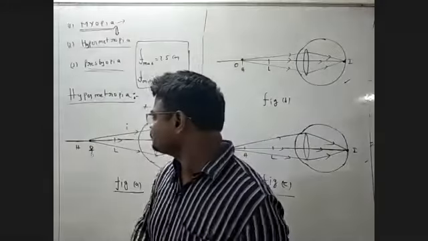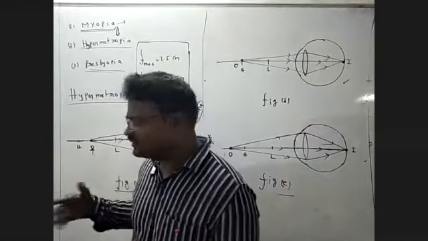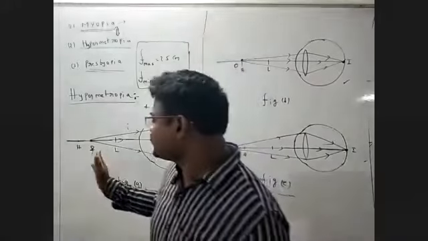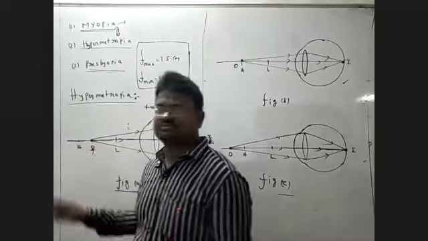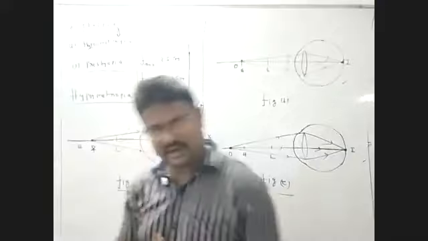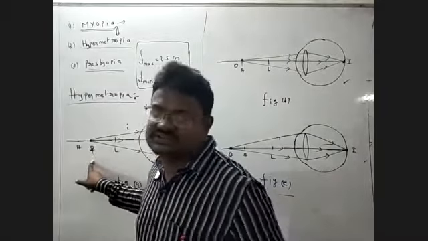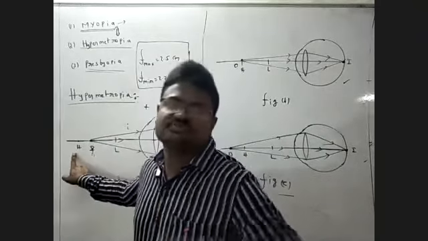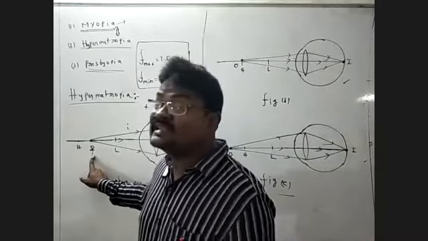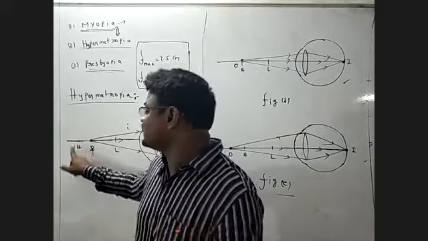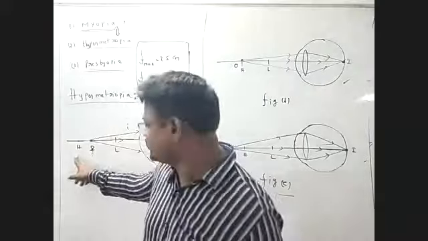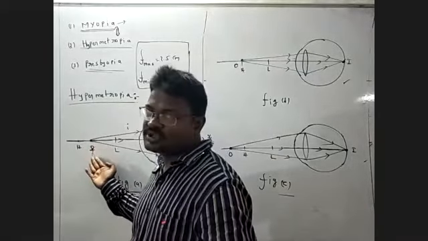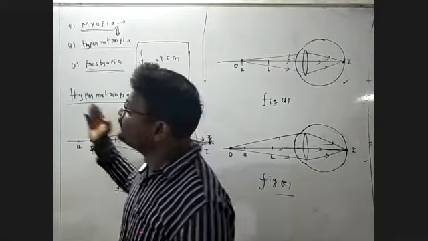For example, another way: if this object is placed on the edge, the problem is rectified. But we cannot bring the object from here to here. It is not possible. But one condition: if the lens brings the image of this object onto the edge, the problem is rectified. Another way: the image of the object will be placed behind the edge.